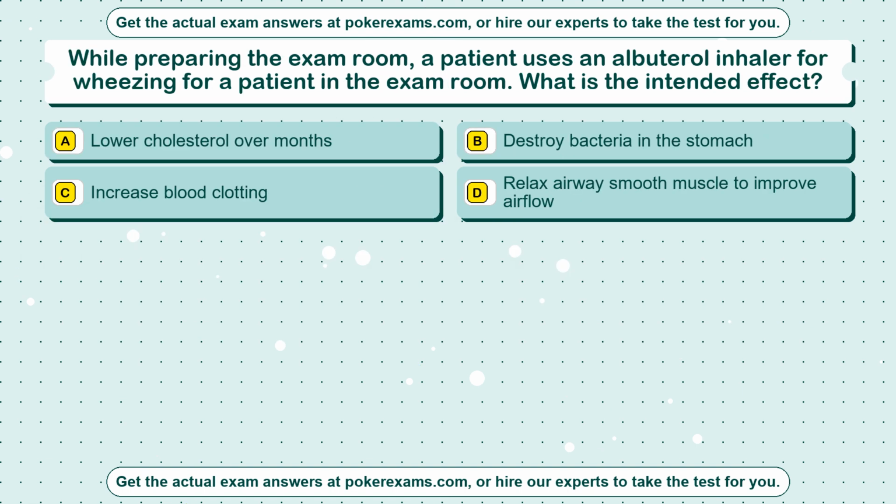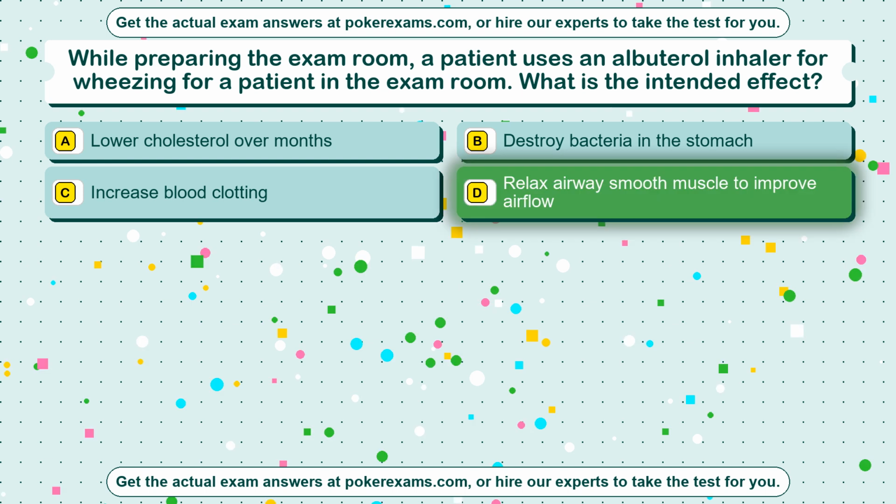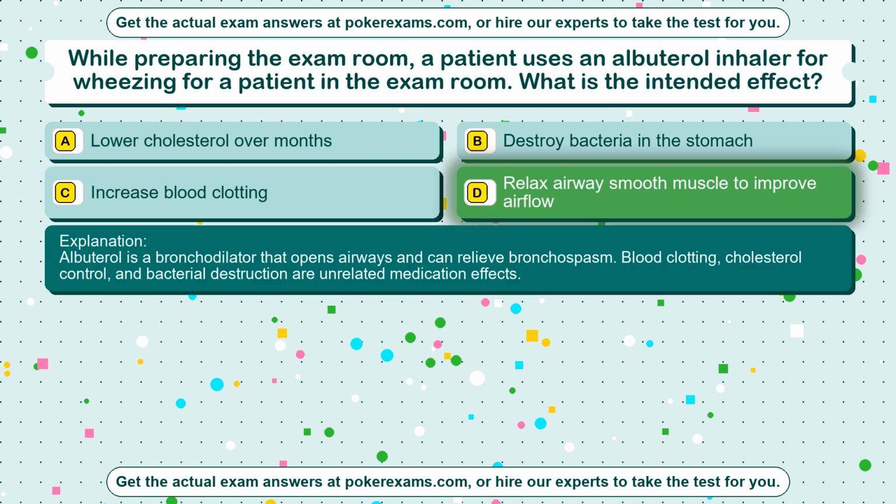Question 40. While preparing the exam room, a patient uses an albuterol inhaler for wheezing. What is the intended effect? Option A, lower cholesterol over months. Option B, destroy bacteria in the stomach. Option C, increase blood clotting. Option D, relax airway smooth muscle to improve airflow. The correct answer is option D, relax airway smooth muscle to improve airflow. Albuterol is a bronchodilator that opens airways and can relieve bronchospasm. Blood clotting, cholesterol control, and bacterial destruction are unrelated medication effects.